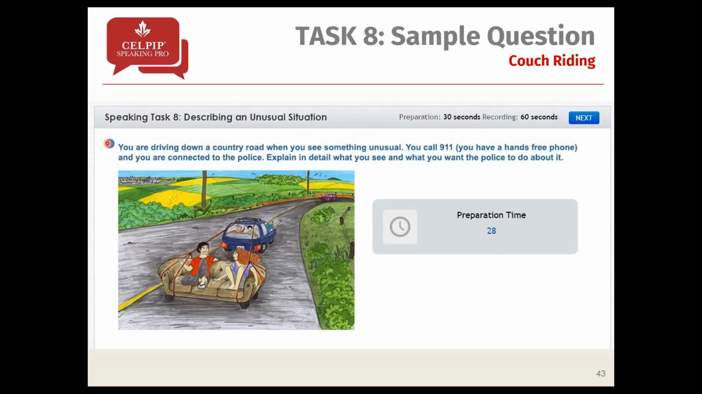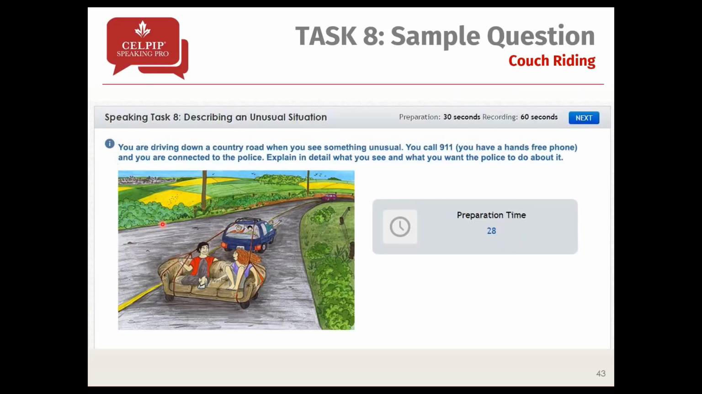Let's read the instructions. You are driving down a country road when you see something unusual. You call 911 on your hands-free phone and you are connected to the police. Explain in detail what you see and what you want the police to do about it. So there's 2 things happening here. First, you're making a phone call and you must do these things here. Explain what you see and you have to say what you want them to do about it, okay?